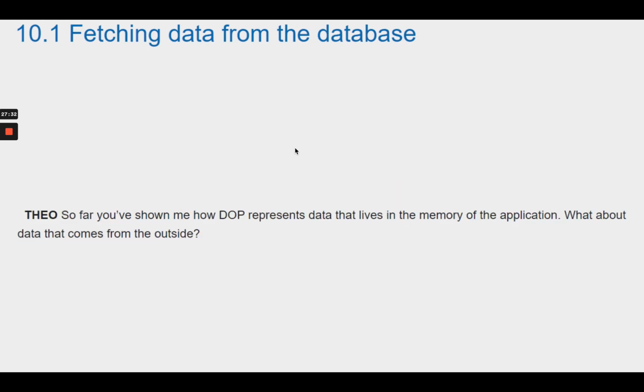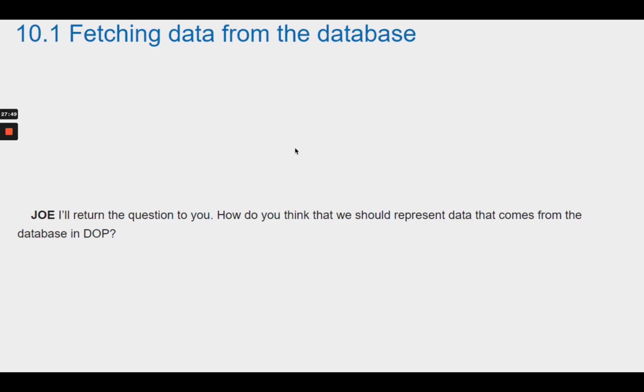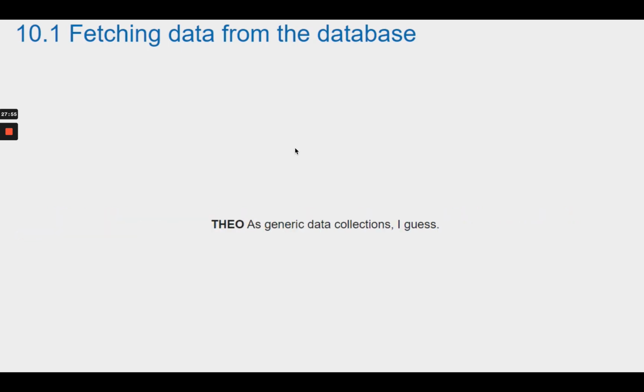Theo: So far you've shown me how DOP represents data that lives in the memory of the application. What about data that comes from the outside? Joe: What do you mean by outside? Theo: Data that comes from the database. Joe: I'll return the question to you. How do you think that we should represent data that comes from the database in DOP? Theo: As generic data collections, I guess.